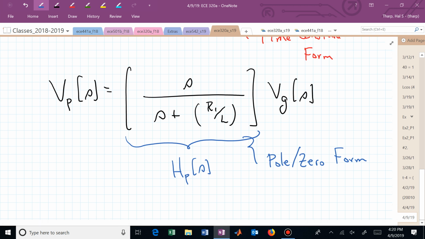Do we have a finite zero? Do we have a finite value of S that causes the numerator to vanish? Yes. And it's at 0, isn't it? We have a 0 at 0. S equal to 0 will cause that numerator to vanish. Where's our pole? Minus R1 over L, isn't it? What's the DC value of this transfer function? 0. So if we looked at really low frequencies, we would have nothing for a gain.